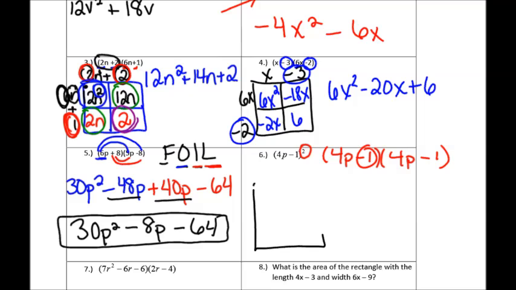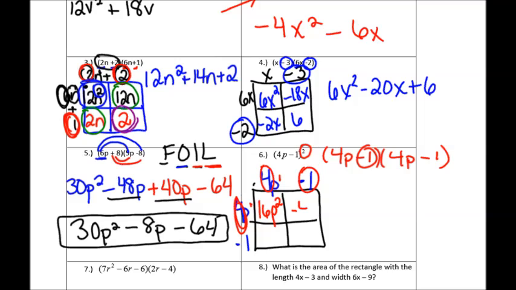All right, so again, I like to use the box method. So I'm going to do 4p, and a negative 1, 4p, and a negative 1. So 4 times 4 is 16. P times p, we have to add those exponents, is p squared. The next one is 4 times negative 1, which is negative 4. Don't forget to bring down that p. The next one is negative 1 times 4, which is negative 4p. And the last piece is negative 1 times a negative 1.